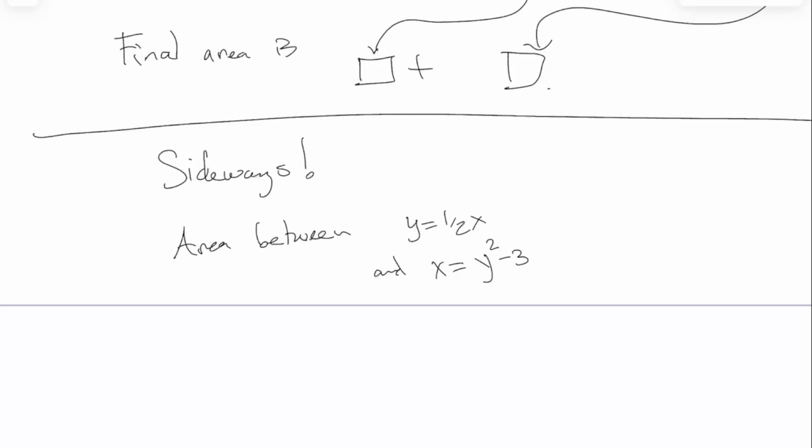x equals y squared minus 3 is a weird formula, right? It's not a traditional function of y in terms of x. It's x in terms of y. But anyway, we can still, first of all, draw the picture just to get a feel for what I'm even talking about here. y equals 1/2 x, that's no problem. That would be a line like this, right? A line with slope half. And then the other one, x equals y squared minus 3.